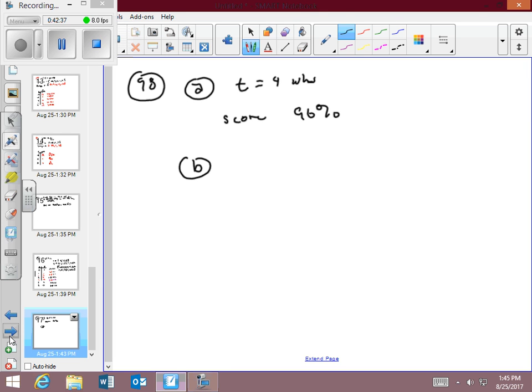B, T equals 10 weeks. What's the score? 100%. So if you were scheduling the training, what would you schedule the training for? If you wanted your team to be totally competent, it'd be what? 10 weeks, right?